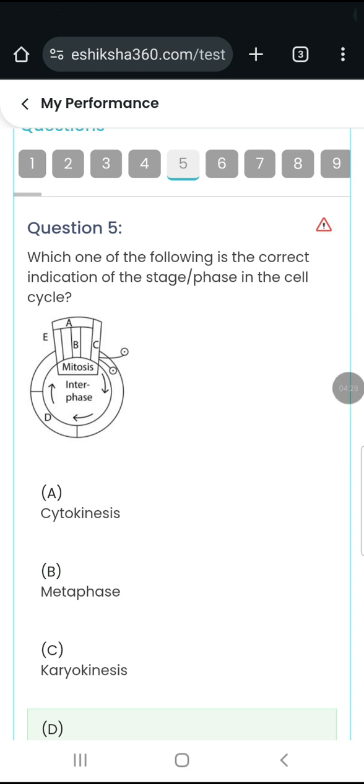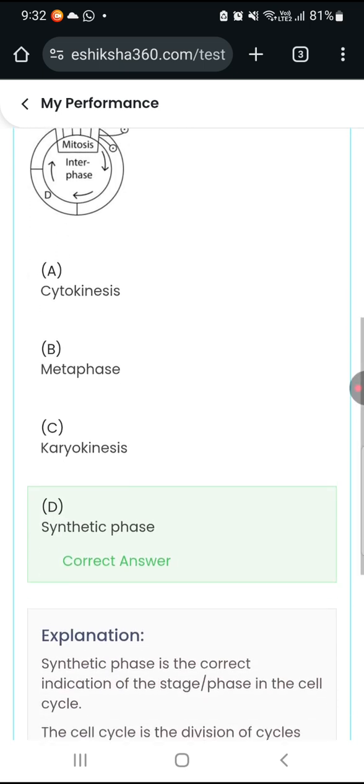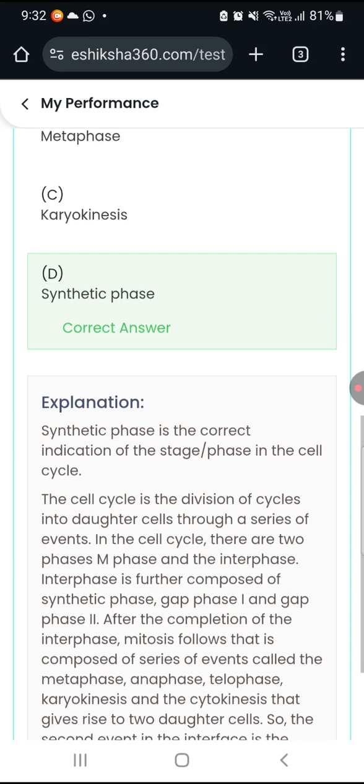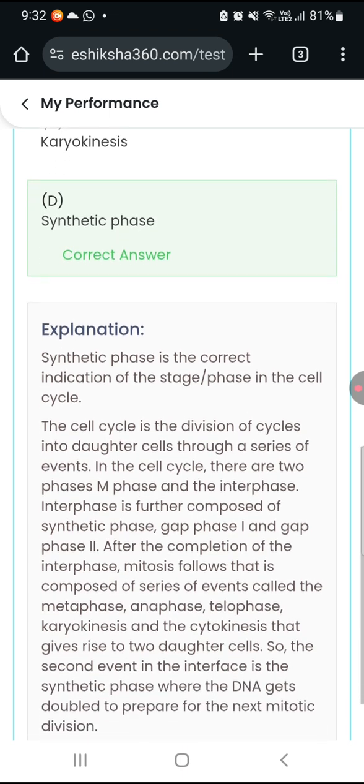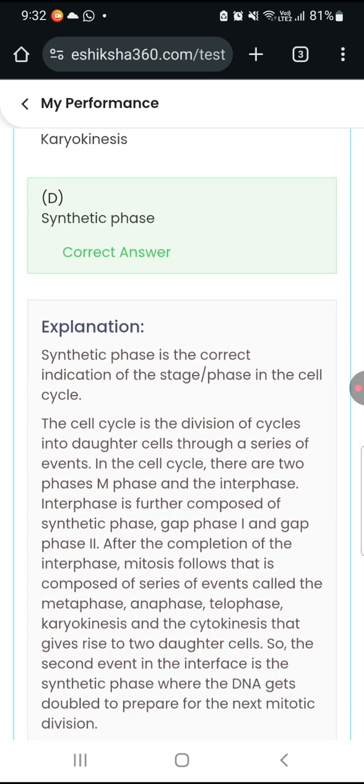Question 5. Which of the following is the correct indication of the S phase in the cell cycle? Synthetic phase. Explanation: synthetic phase is the correct indication of the S phase in the cell cycle. The cell cycle is the division of cells into daughter cells through a series of events. In the cell cycle, there are two phases, M phase and the interphase. Interphase is further composed of synthetic phase, gap phase 1 and gap phase 2.